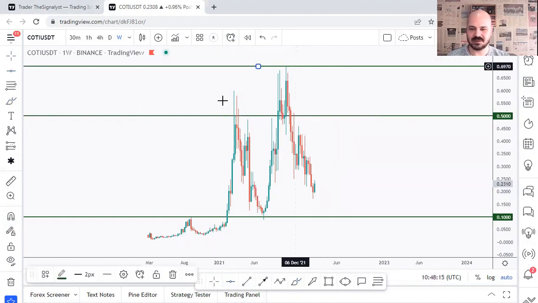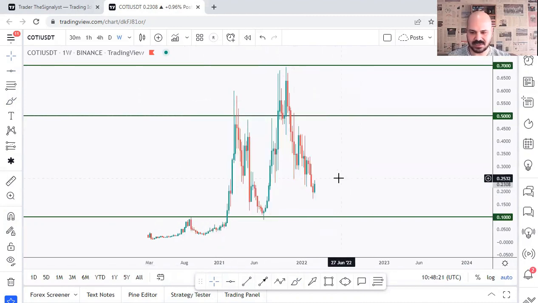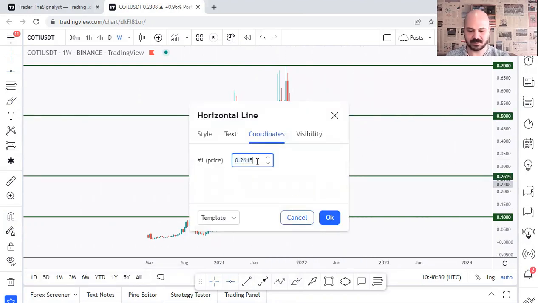And we also got the one, but I can't really see it now. So let's go for the all-time high, which is around 0.7. Here we go. And we also have the 0.25, which is half of the distance between the 0.1 and the 0.5. So let's draw it real quick.